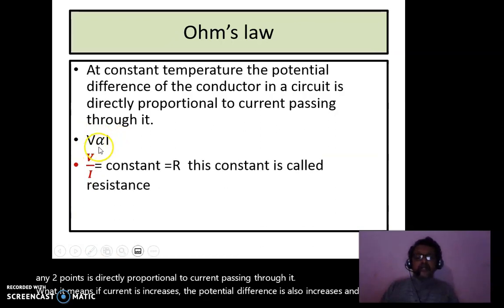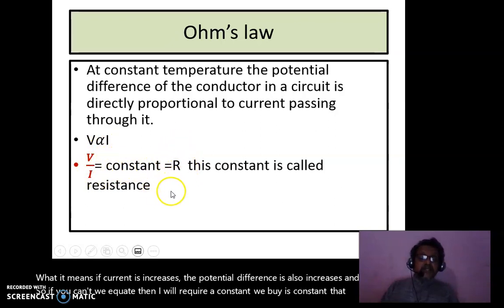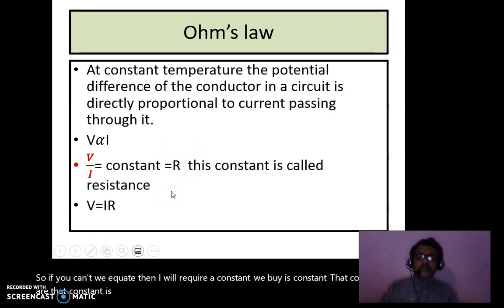So if we equate, we will require a constant. V by I is constant. That constant is called R. That constant is called resistance. So V equal to IR. Simply we say Ohm's law is V equal to IR.